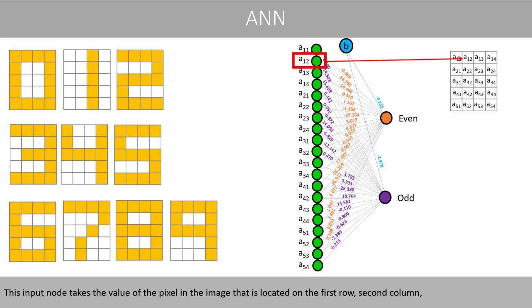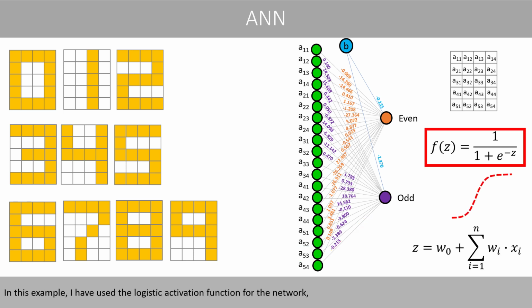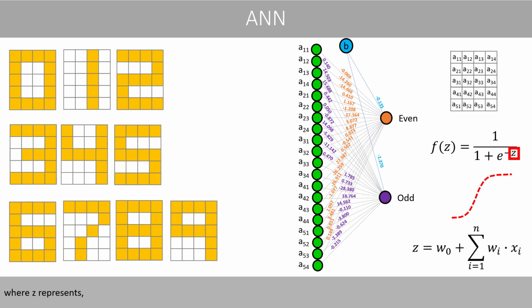This input node takes the value of the pixel in the image that is located on the first row, second column, whereas this input node takes the value of the pixel in the image that is located on the fifth row, third column. In this example, I have used the logistic activation function for the network, where Z represents the weight of the bias plus the sum of the products of the weights and the input values.